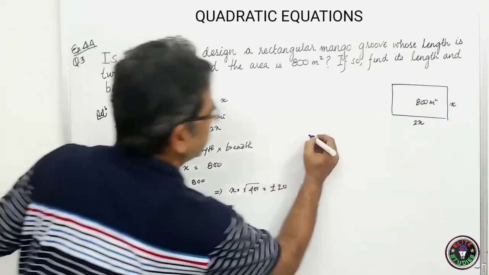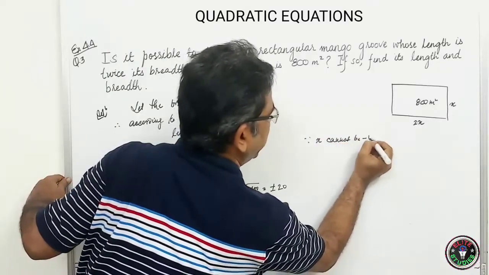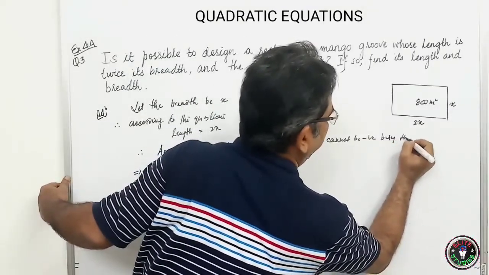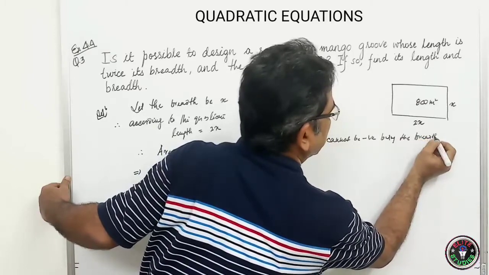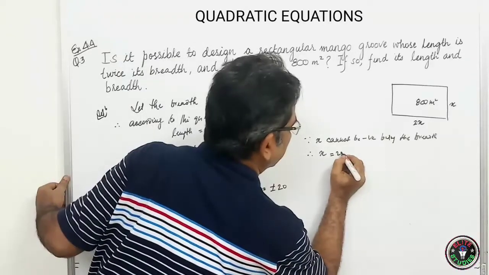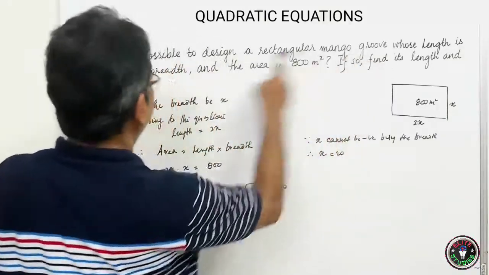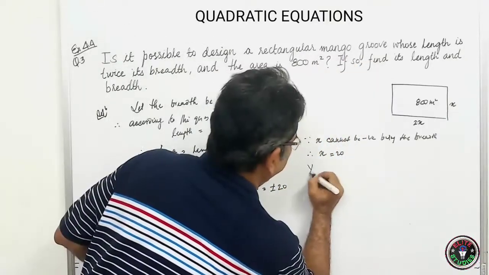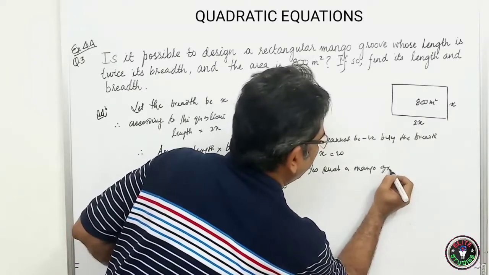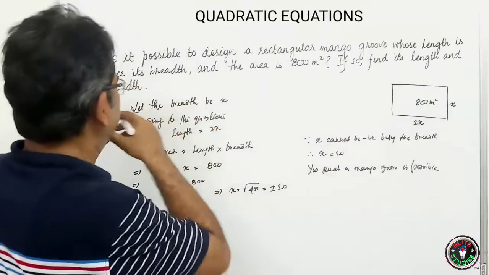Since x cannot be negative, being the breadth, therefore x is equal to 20. So it is possible. So therefore, is it possible? Yes, such a mango grove is possible. And let us find its length and breadth.